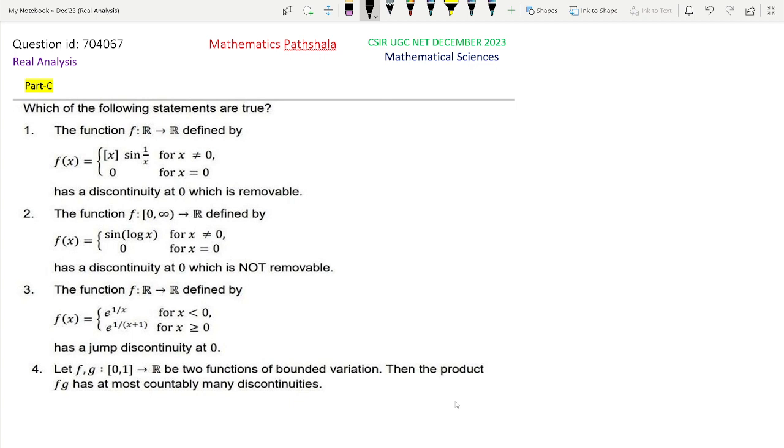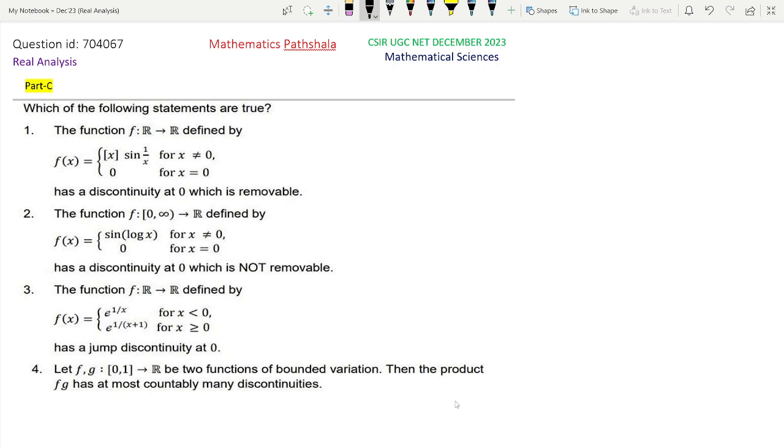This is a problem of CSIR NET December 2023 Mathematical Sciences. This is a problem of Real Analysis Part C and the question ID is 704067. So let us now solve this question.